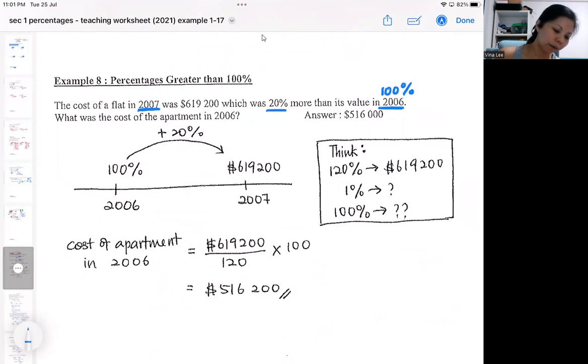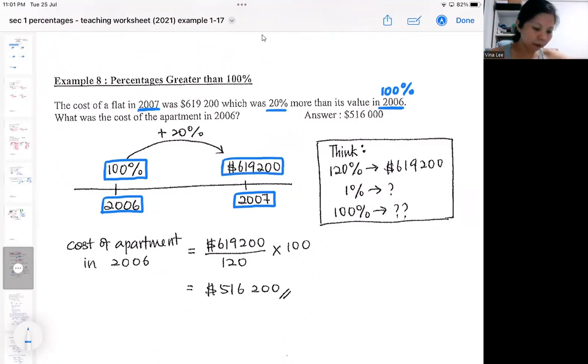So if I draw a timeline, that means 2006 will come first. Then after that, it will be 2007. So between this 1 year, there is an increment of 20%. So the base that I'm comparing to is 2006. So 2006 is my 100%. And then I will increase 20% to become this amount.